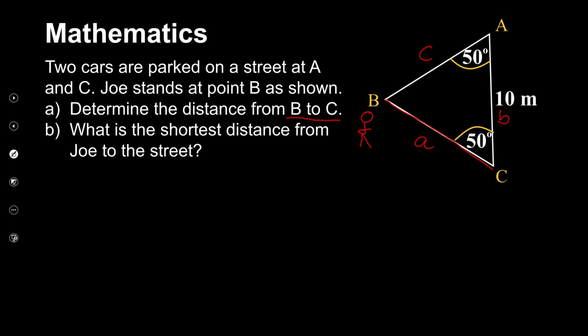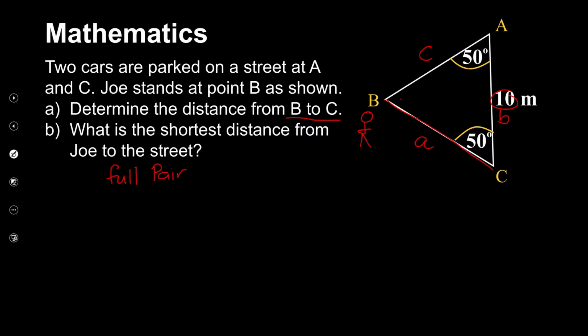Do we have one full pair? Do we have a full pair? And if you look carefully, there is no full pair. We've got this side, but we don't have the angle across it. We've got these angles, but we don't have the sides across them. This problem is slightly interesting because we don't have side angle side either.